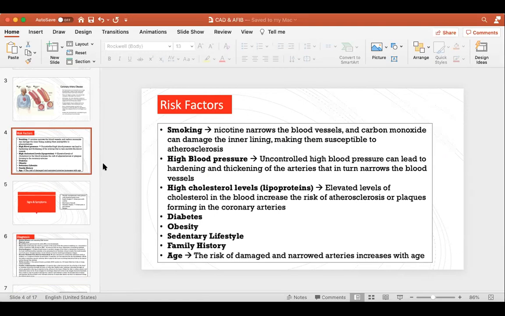High cholesterol levels or lipoproteins. When we have an increased level of that, then again, we have an increased risk of the plaques forming in the coronary arteries. Other risk factors include diabetes, obesity, sedentary lifestyle, family history, and age.